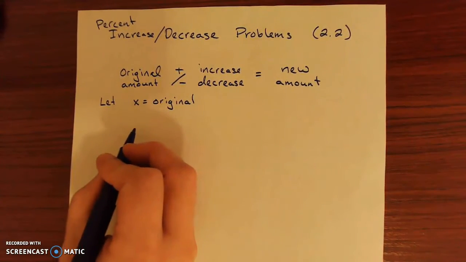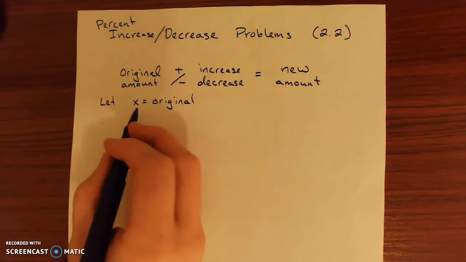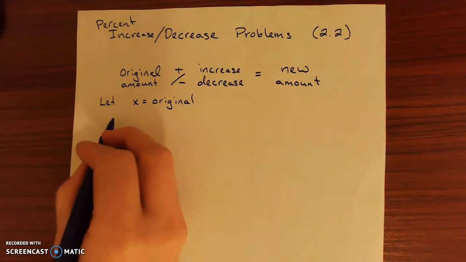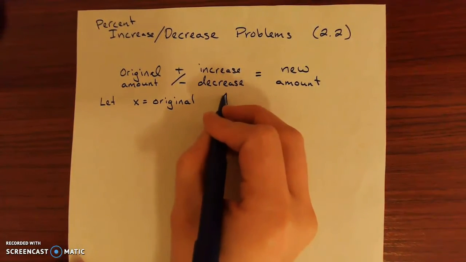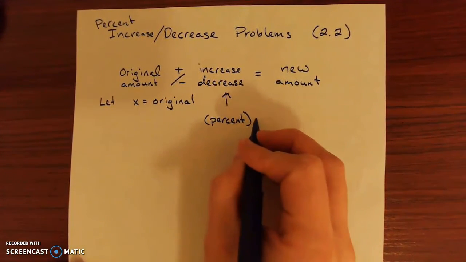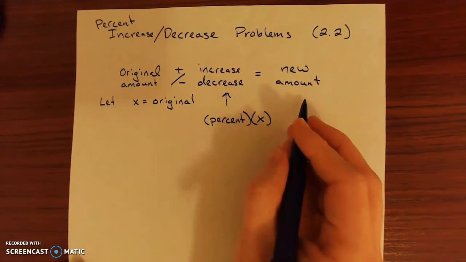So then when you want to find the increase or decrease, think of what you would do if you knew something costed $100,000 and you wanted to take 6% of that. You would multiply $100,000 times 0.06, right? You want to take the percent of whatever that original price is. So for the increase or decrease, that would be the percent, written in decimal form, times the original amount, and that will give you the new amount.